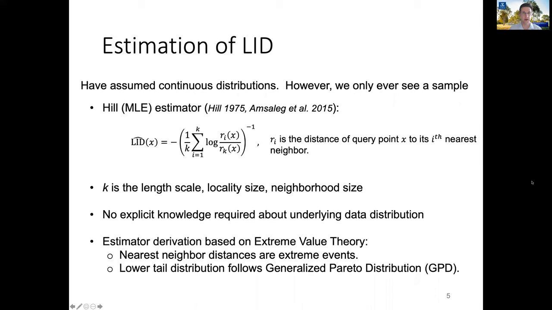The formalism behind LID and the theory behind LID assumes continuous distributions, but of course one only ever sees a sample. The good news is that there are estimators one can use to estimate the value of the local intrinsic dimensionality given a particular sample. It requires the choice of a parameter k, which is the number of nearest neighbors that you use for the estimate. And Houle has developed and explored connections of LID to extreme value theory, and one can actually show that the nearest neighbor distances are extreme events, and you can model that in a parametric way, the lower tail distribution of the distances from the query. It's in fact a generalized Pareto distribution.